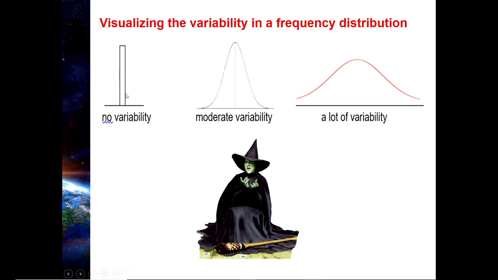But what we can see from this first one is that whatever this score is on the x-axis, everybody got that same score. All right, so it's just one column of data. There's no variability. Everybody scored the same.